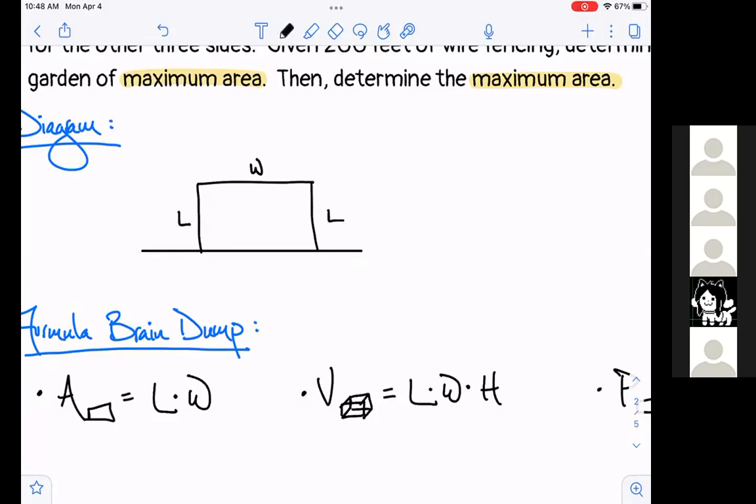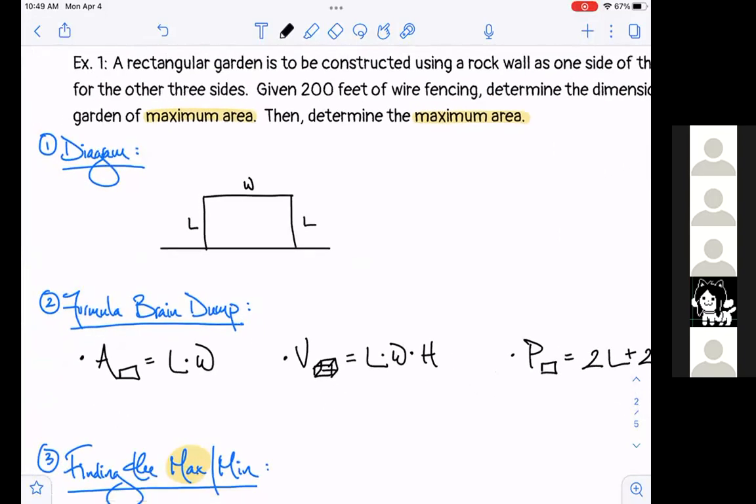Now, a common question I get is like, well, which one is the length and which one is the width? And it turns out that it doesn't really matter. So if you have the same picture, but your L and your W's are switched, that's absolutely fine, okay? It also turns out it doesn't matter if your rock wall is going horizontally, or maybe you're like, no, this is the rock wall and this is my garden. That's also fine. You could draw the picture in a different orientation.